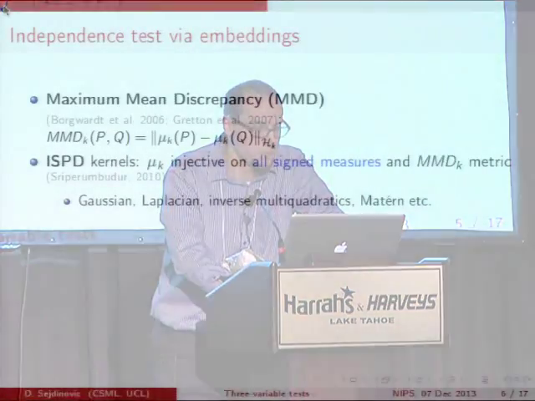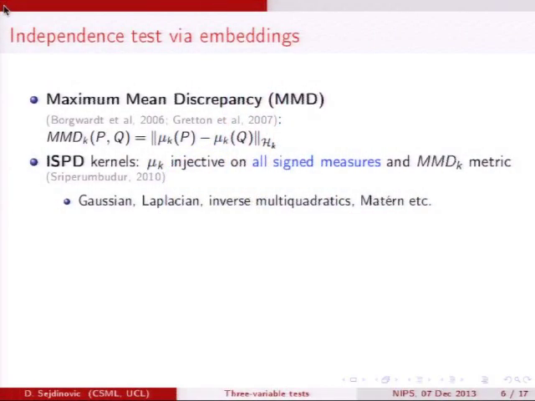This boils down to just an expectation of the kernel function with respect to these two probability measures, P and Q. Okay, so now that we have an embedding of a probability measure, it's natural to consider a notion of distance between probability measures that's based on these embeddings. So we say that the distance between P and Q is just the Hilbert space distance of their embeddings. This is called maximum mean discrepancy in the literature.